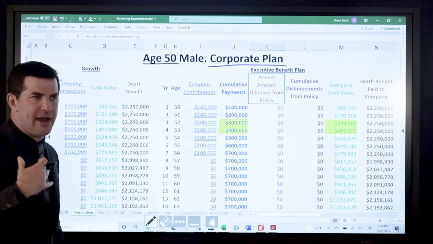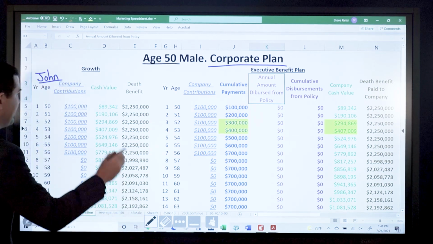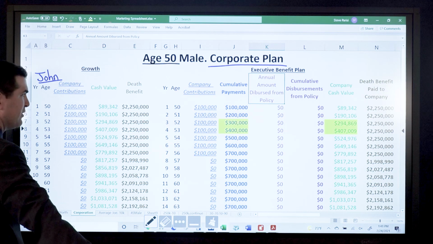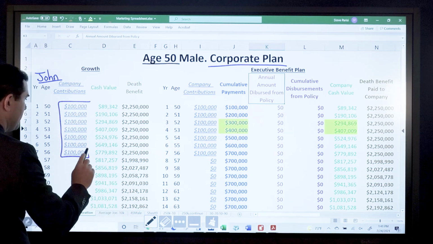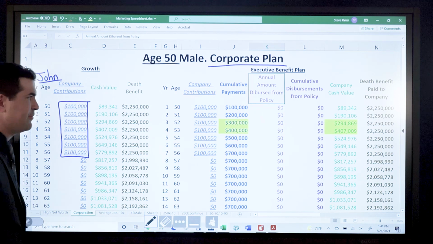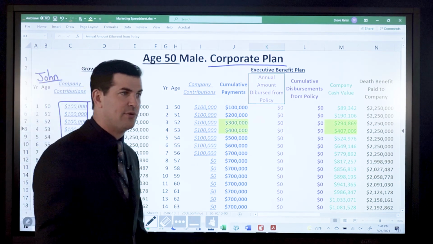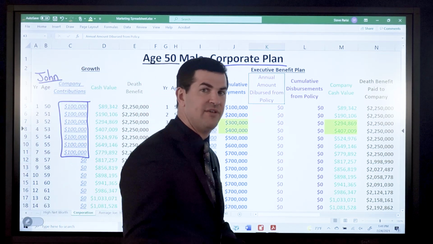Let's say I'm the business owner of the company. I say, you know what? I like the idea of this plan. I'm going to fund it at $100,000 per year for 7 years. It could be 5 years. It could be until he's age 65.